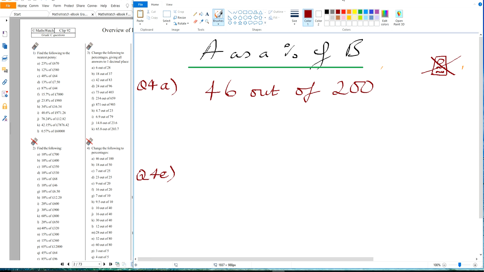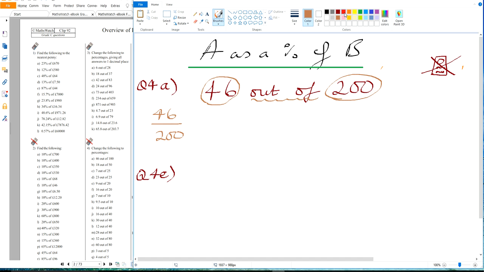So let's have a look. How would we approach this question? First, the first number here, 46, will go on top. The out of, that is represented by the divide. And then the 200 will go at the bottom of our fraction. So we have now established our fraction. The first number is on the top. The out of means the divide. And then the 200 goes on the bottom.